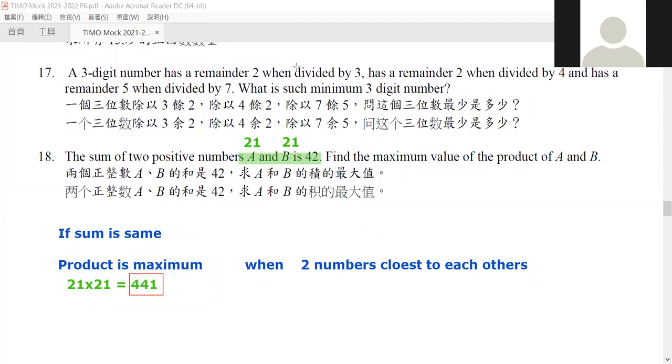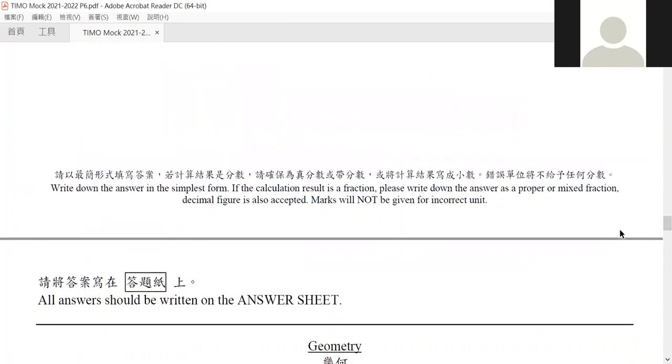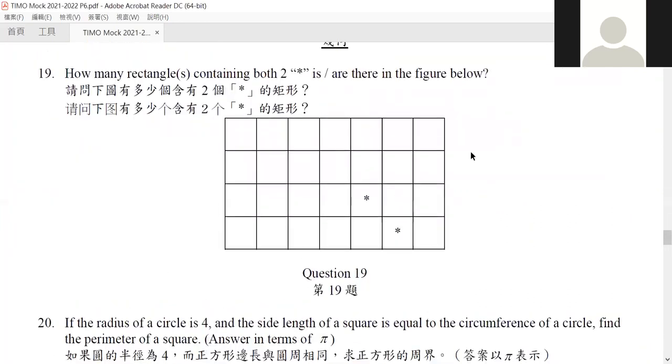So by this, we have finished the section of number theory. Now let us proceed to the next part of the paper, our geometry. How many rectangles are there that contain the two stars?